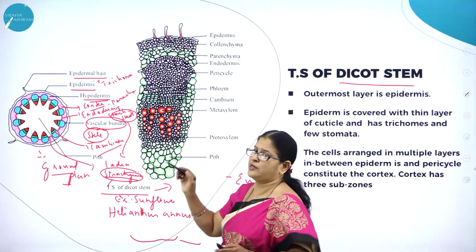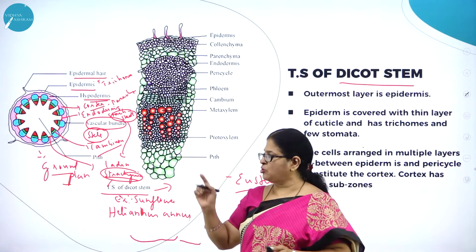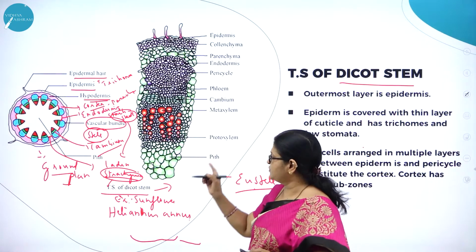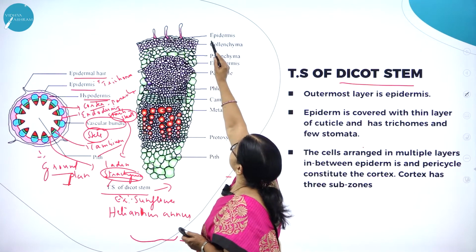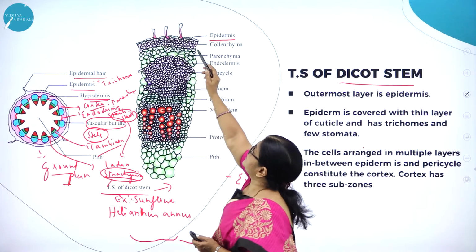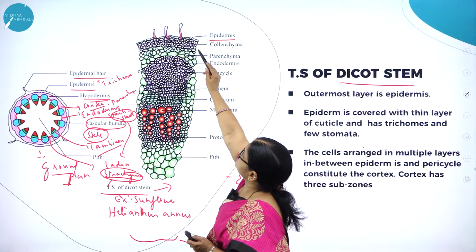Now let us go for the transverse section. As I said, once you understand the ground plan, then it will be easy for you all to understand the transverse section. So the outermost layer is epidermis. Here you can see epidermis, and it gives rise to unicellular extensions called trichomes. Just below the epidermis is hypodermis.